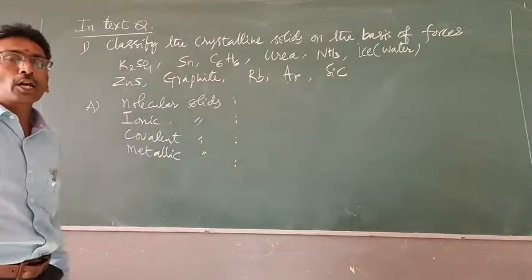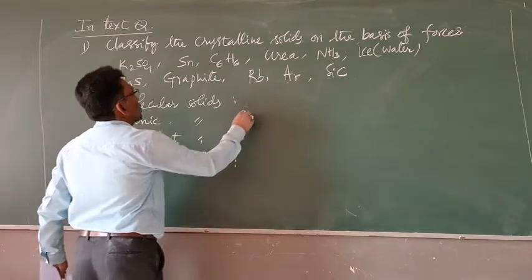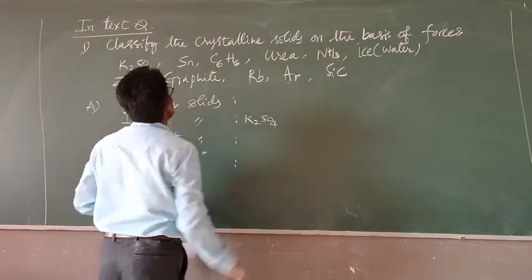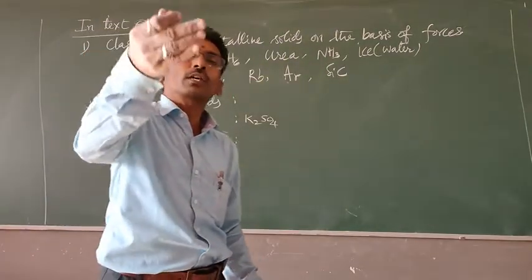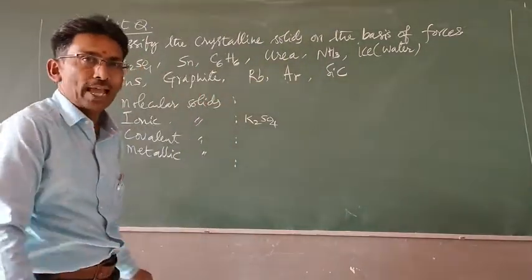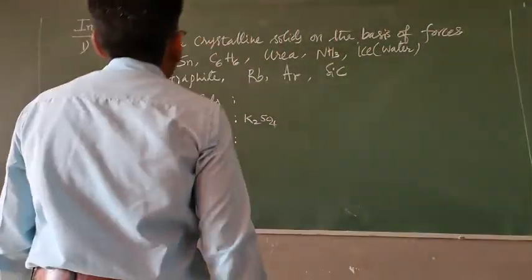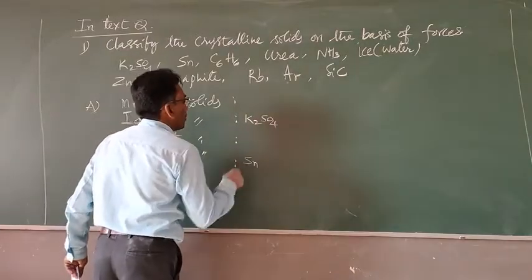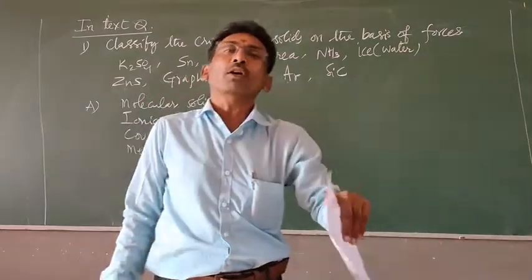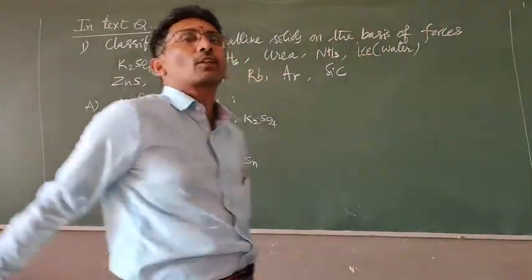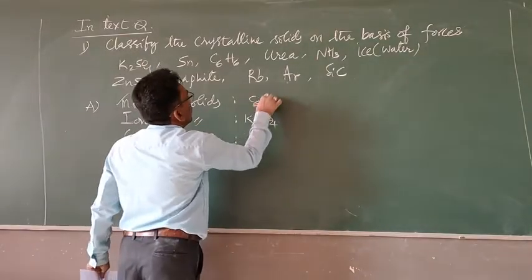Potassium sulfate: potassium ions are electrostatically attracted by sulfate ions, so potassium sulfate is an ionic solid. Tin is a metal. Carbon, silicon, germanium, tin, lead: you studied these in the first year as group 14 elements. Therefore, tin is a metallic solid. Next, benzene. Benzene is a liquid that is converted to solid. One nonpolar benzene is attracted by another nonpolar benzene. Nonpolar attractions make it a molecular solid.